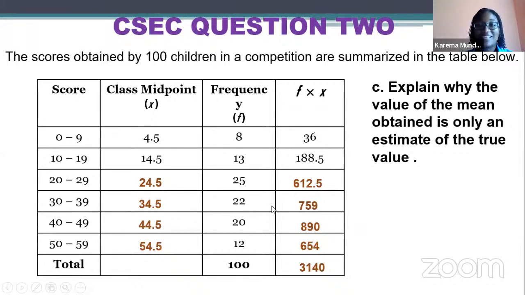Part C, and I almost spoke about it earlier, but I remembered it was coming. Explain why the value of the mean obtained is only an estimate of the true value. So you may have to unmute for this one and tell me, why is this mean, the 31.4 that we obtained, only an estimate of the true value? I'm going to pause and let you think and tell me.